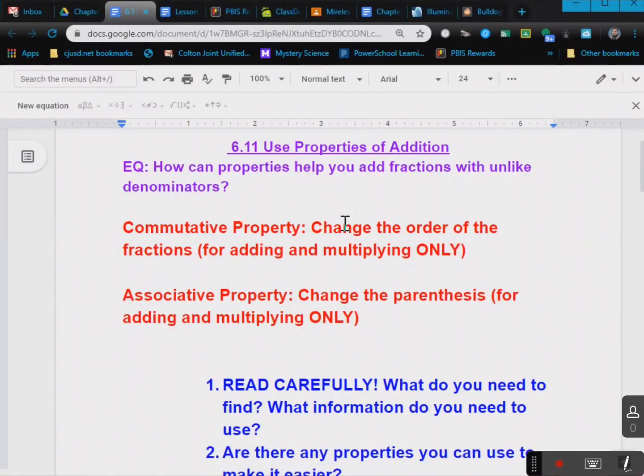Hello everyone, welcome to 6.11, use properties of addition. The essential question is, how can properties help you add fractions with unlike denominators?